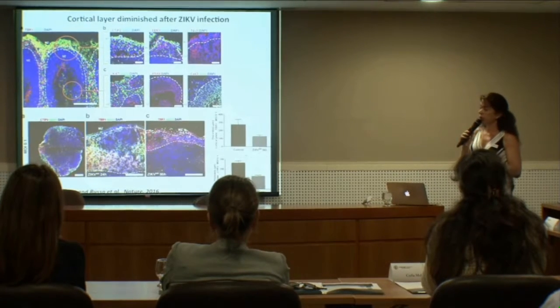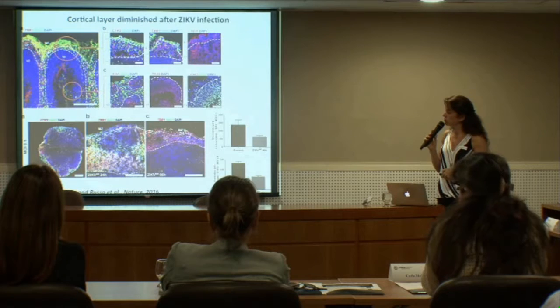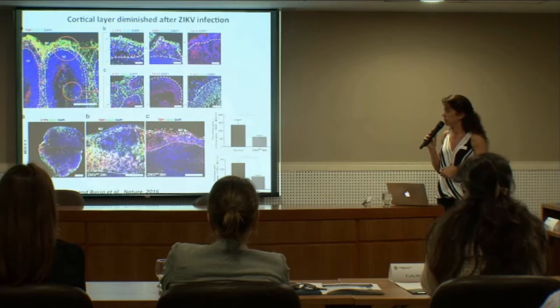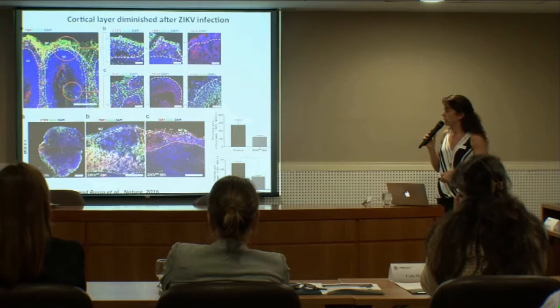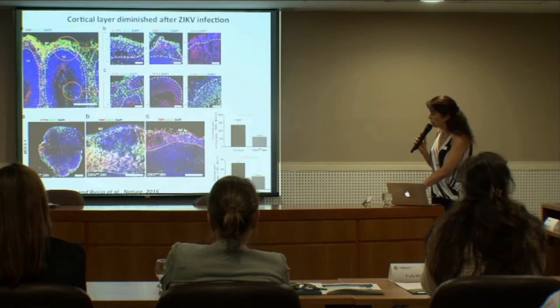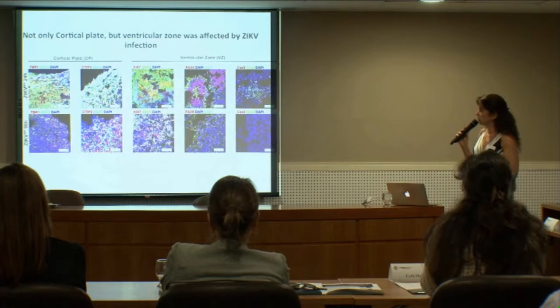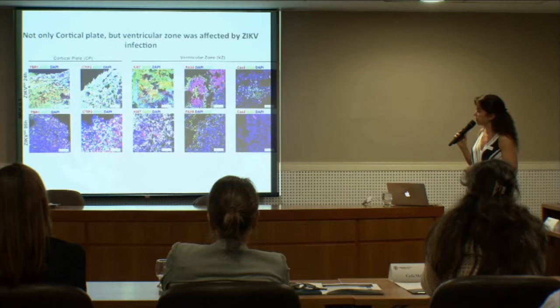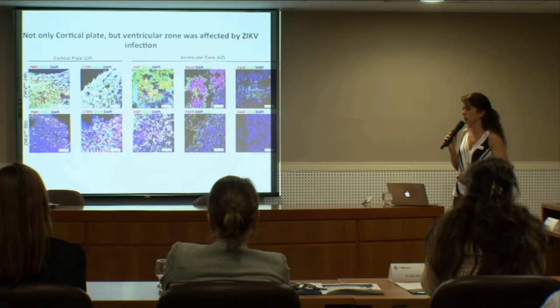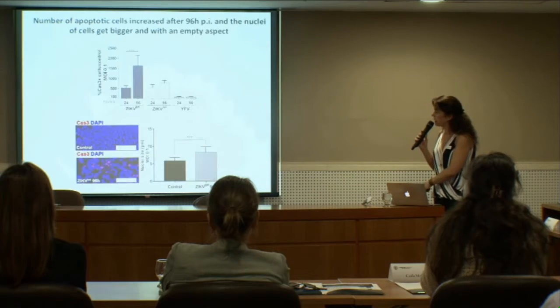This is our brain organoids. So when we try to see what the virus could do in the brain organoids, we could notice that this is 24 hours, the cortical layer, this is 96 hours after infection. So the size of the cortical layer is tremendously diminished, but not only the cortical layer is affected, we also have the ventricular zone infected by the Zika virus, with loss of cells that undergo apoptosis, apoptotic pathways. We also notice that we have autophagic pathways.